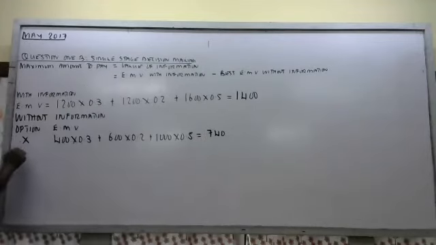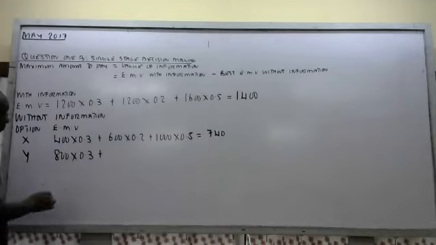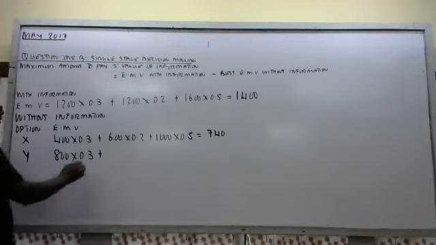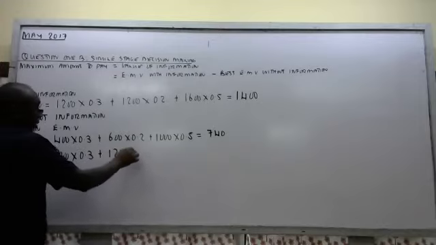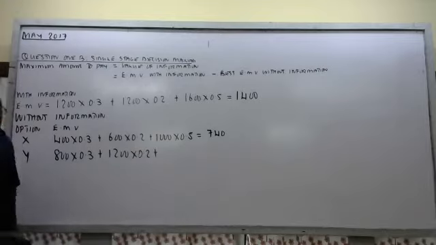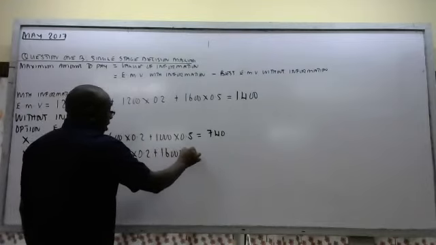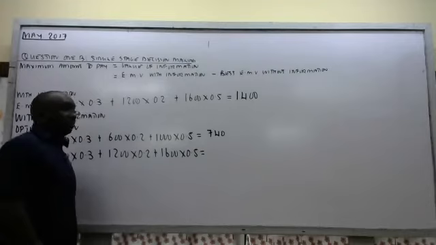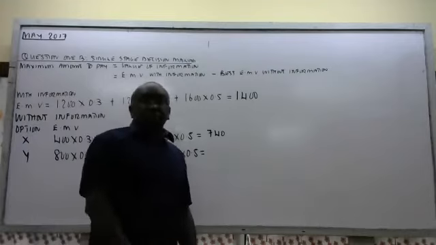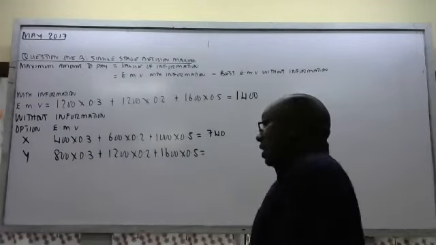We go to Y. For Y, it is 800 with 0.3, plus 1200 with 0.2, plus 1600 with 0.5. Yes, 1280.